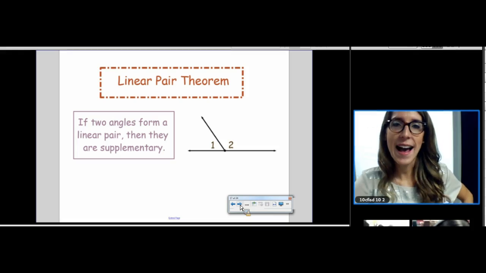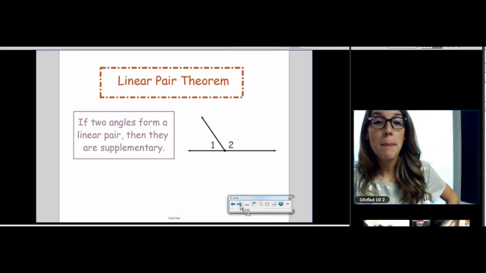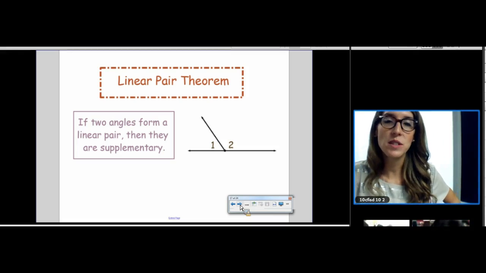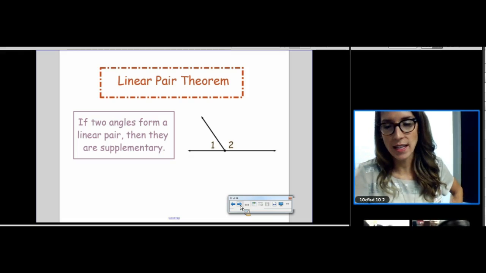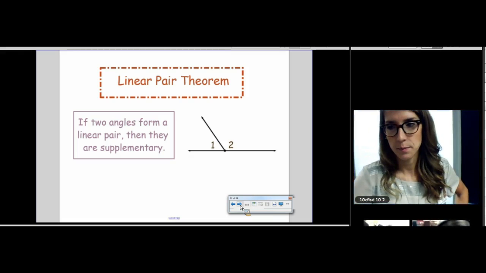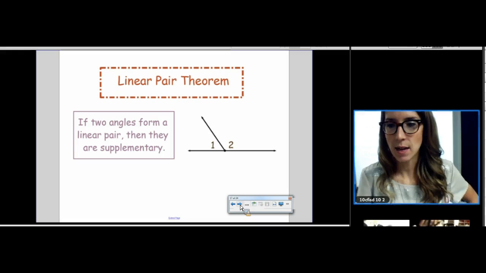On Monday, I'll ask you to back up what you're doing, and you'll use theorems to back up what you're doing, and that's why you want to have these theorems in your notes. Okay, can I move on?